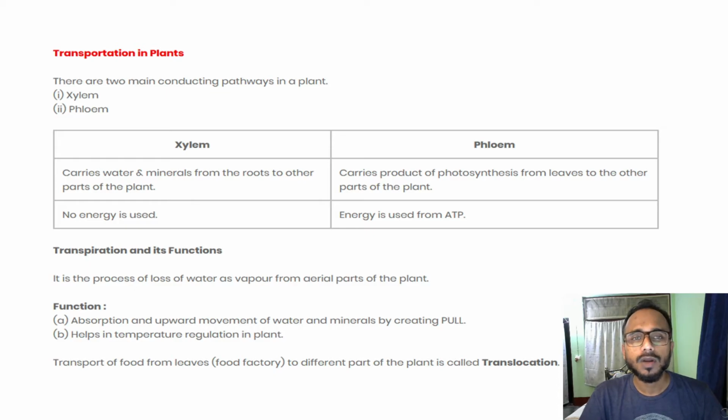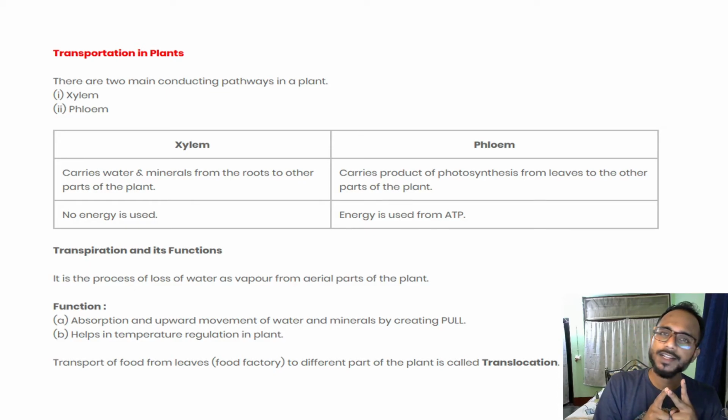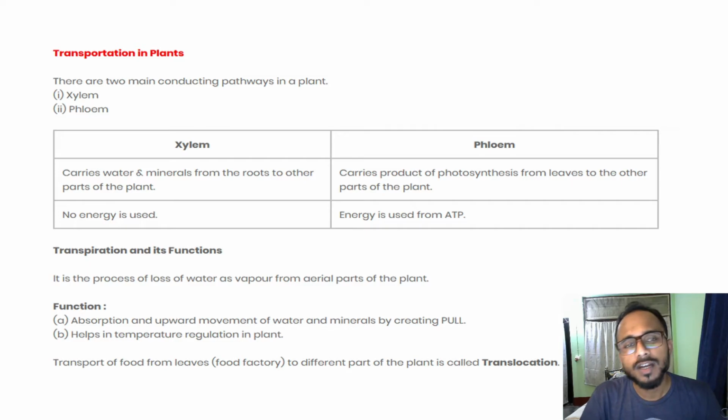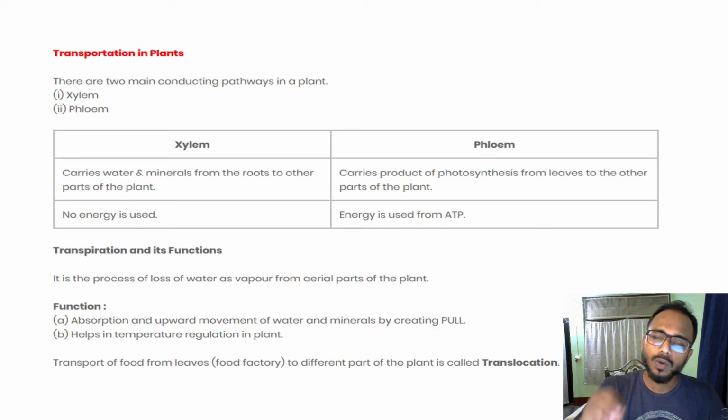So in plants, what happens? Just like in humans, there is heart, arteries, veins, blood and lymph. In plants, there are two things, xylem and phloem. So xylem, what does it do? It carries the water and minerals from the roots to other parts of the plant. Phloem, what does it do? It carries the product of photosynthesis from leaves to parts of the plant.